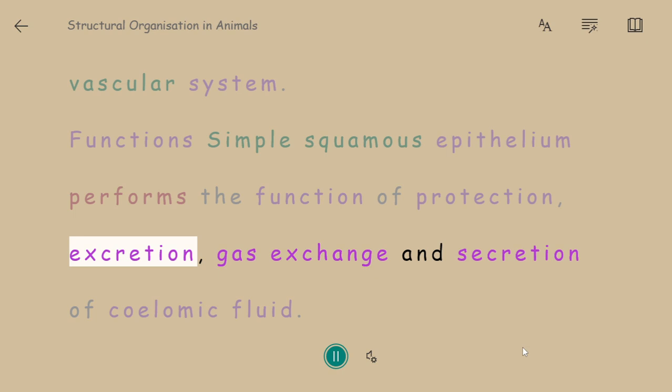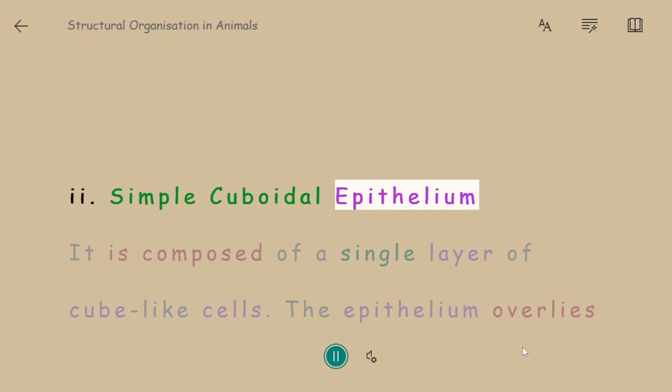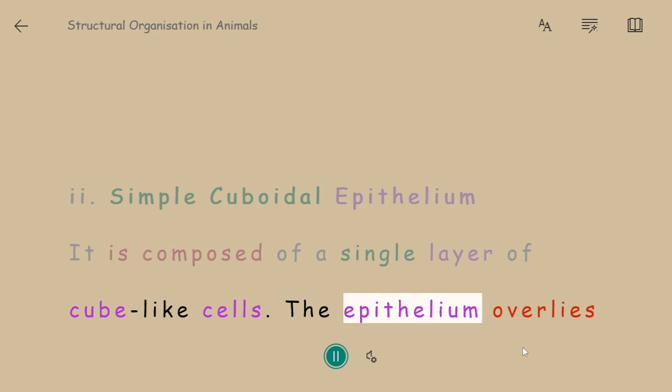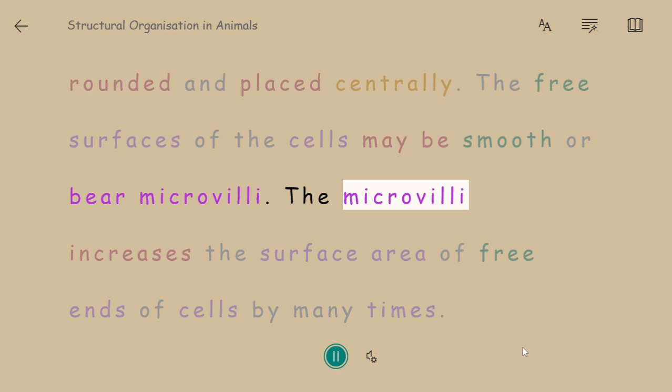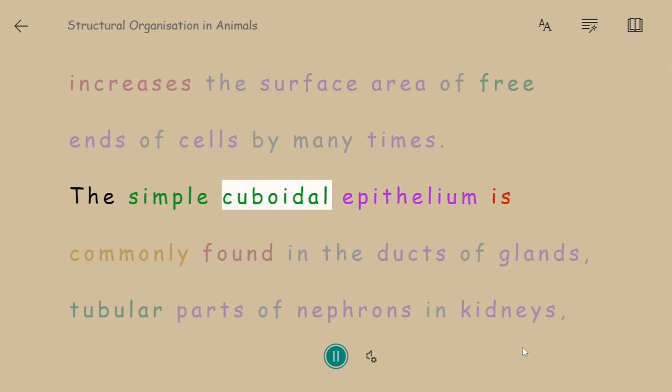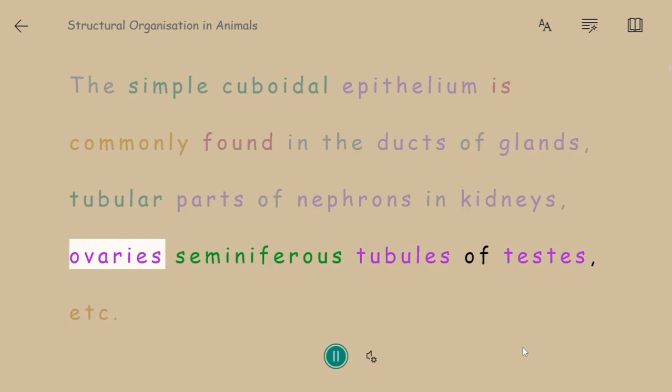2. Simple cuboidal epithelium. It is composed of a single layer of cube-like cells. The epithelium overlies the basement membrane. The nucleus is rounded and placed centrally. The free surfaces of the cells may be smooth or bear microvilli. The microvilli increase the surface area of free ends of cells by many times. The simple cuboidal epithelium is commonly found in the ducts of glands, tubular parts of nephrons and kidneys, ovaries, seminiferous tubules of testes, etc.